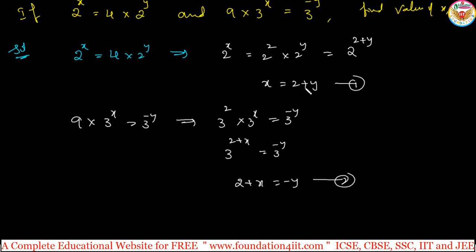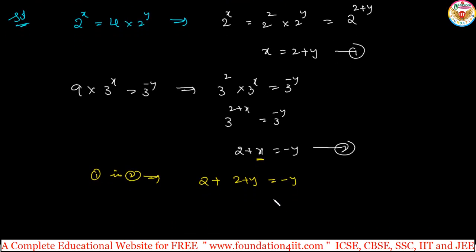So x is equal to 2 plus y, and 2 plus x is equal to minus y. So equation 1 you substitute in equation 2 now. 2 plus, instead of x I am writing 2 plus y. In the place of x you write 2 plus y is equal to minus y. Just solve this. That is 2y is equal to minus 4, 2 plus 2 is 4. Take to the right side, then y is equal to minus 2 we got.